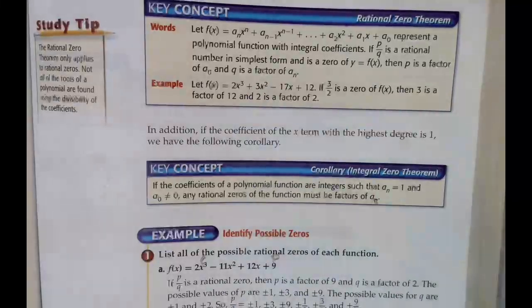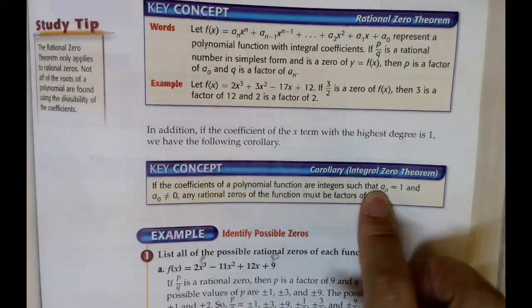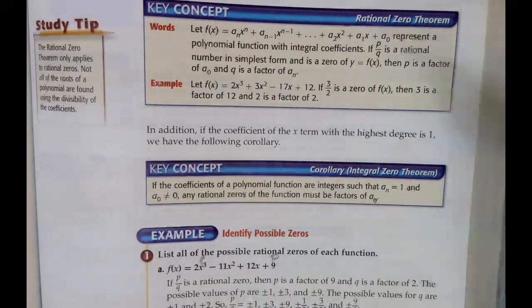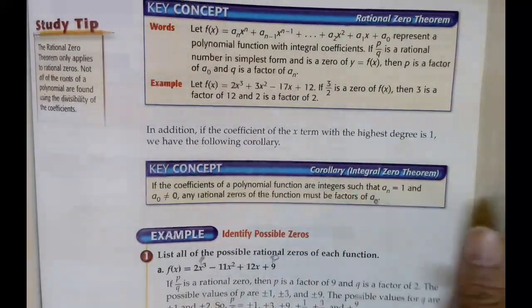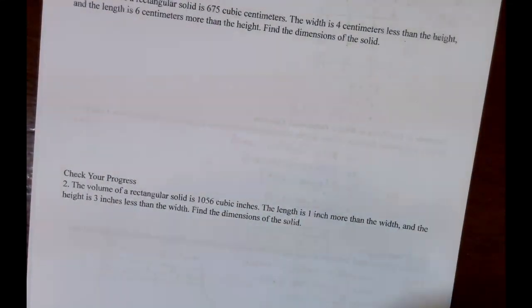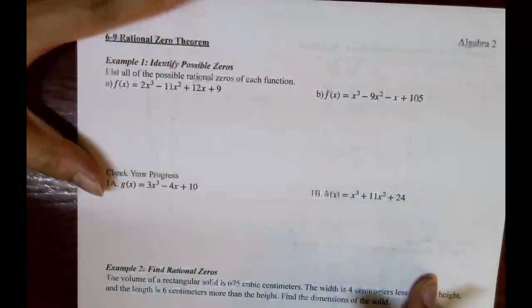And then, of course, if our leading coefficient is 1, then we just need to worry about factors of our constant, because whatever our constant is divided by 1, it'll still be that. So let's start with example 1, where we're listing all of the possible rational zeros of each function.